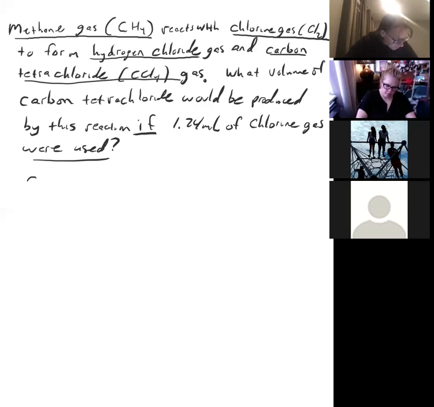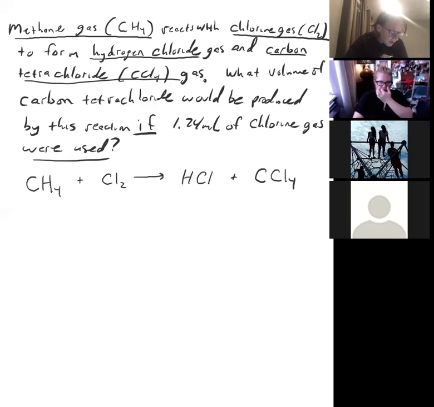So CH4 and Cl2 are the reactants. The products are hydrogen chloride, HCl, which you might recognize as hydrochloric acid. Hydrochloric acid as a pure substance is actually a gas. And carbon, tetra means four, so four chlorides, carbon tetrachloride, okay? So now we got to balance it.